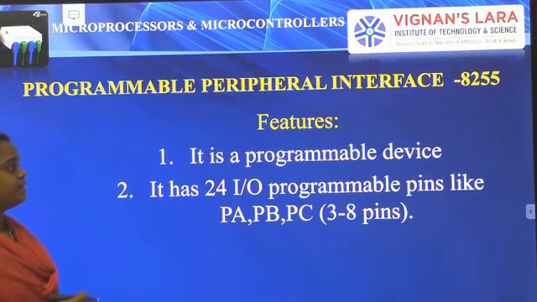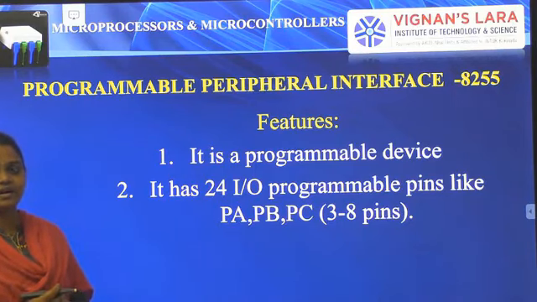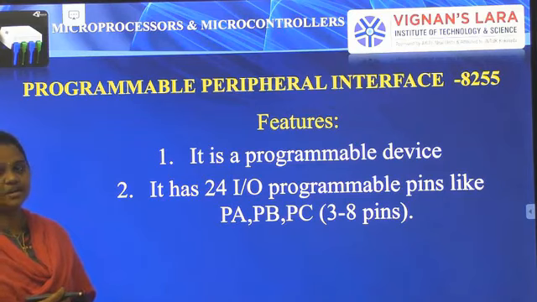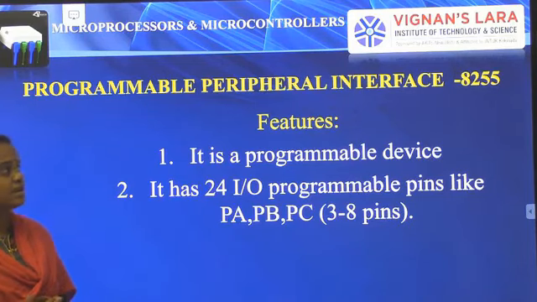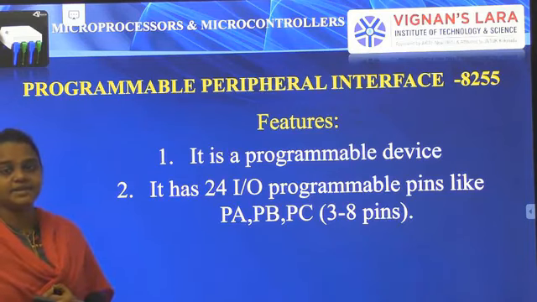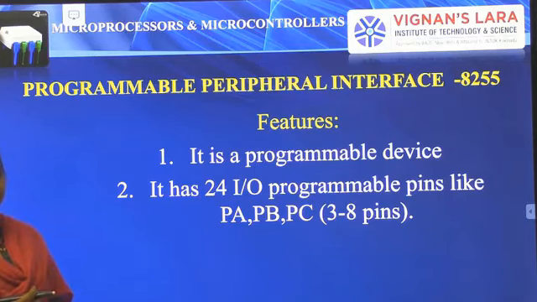In the third unit, we are going to handle the controllers which have the advantages of interfacing the devices to the 8086 microprocessor and to other devices. Coming to the programmable peripheral interface, the name is the 8255. So these are the features of the 8255.